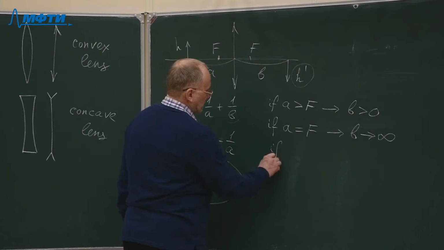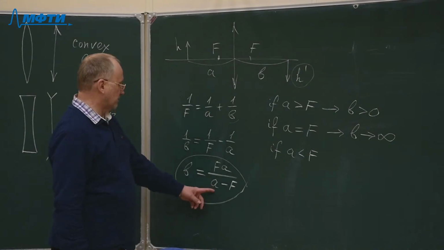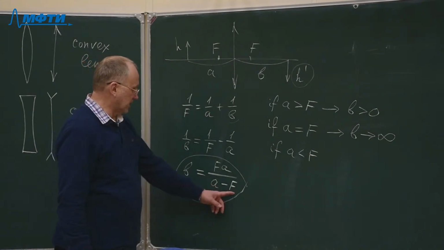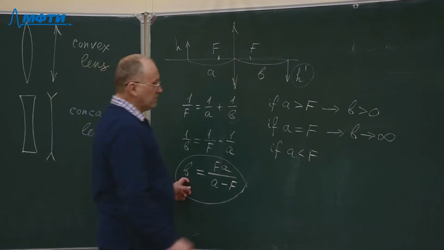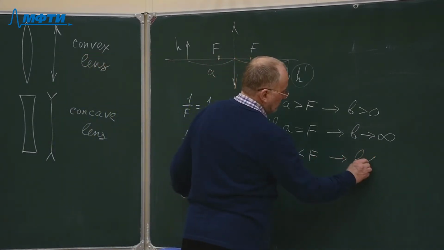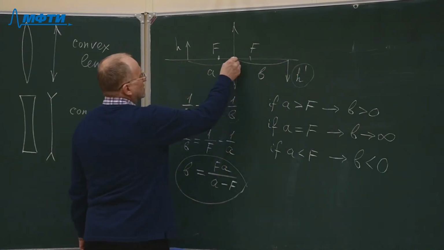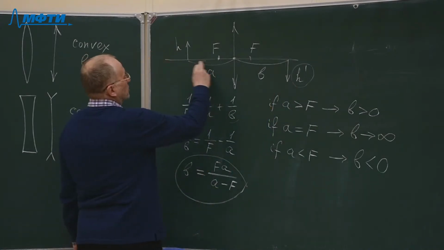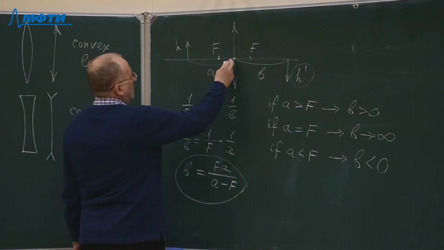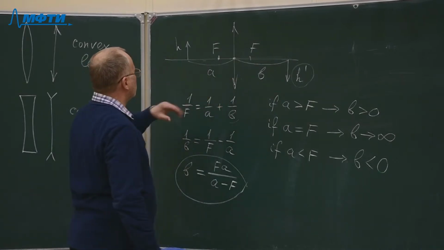And also there is another situation, if a is less than f. If a, the distance from the object to the lens, is less than the focal distance, then the denominator will be negative and b will be negative. What does it mean that the distance b is negative? It means that the distance b should be directed in the opposite way, and the image of such an object will be located somewhere to the left side of the lens in our sketch.